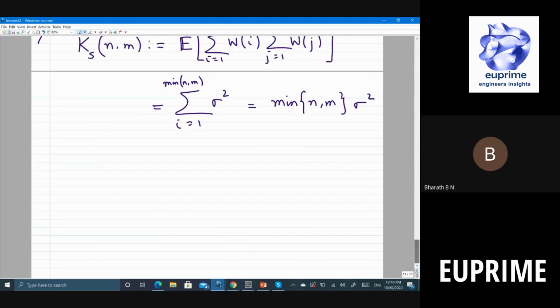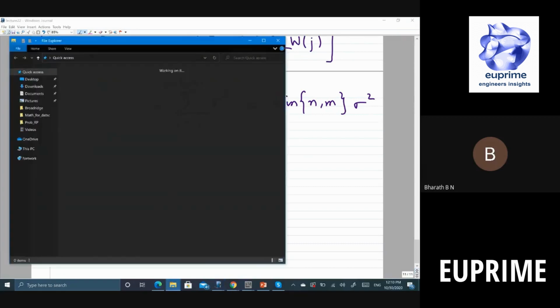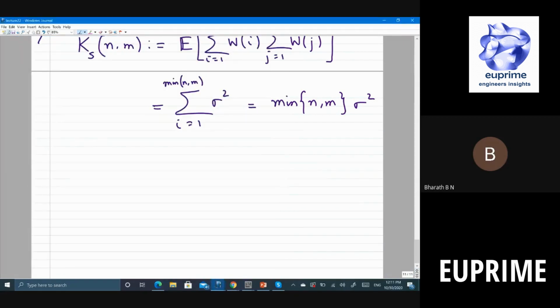Okay, the next one is very, very important. If you are into statistical signal processing, you encounter this very often. It's called the Gauss-Markov process. Heard of it? No, sir. Anyone? No. Let's look at an example of a Gauss-Markov process.